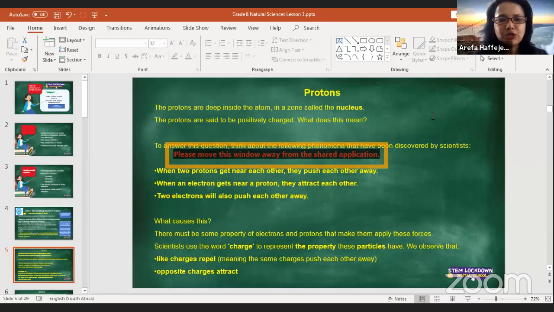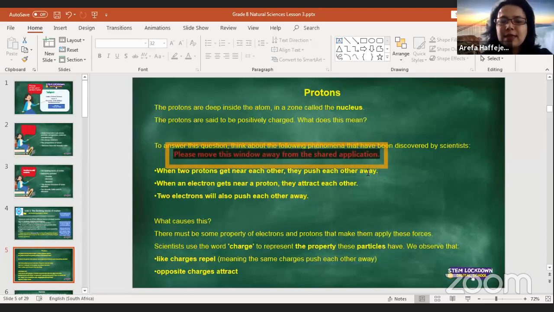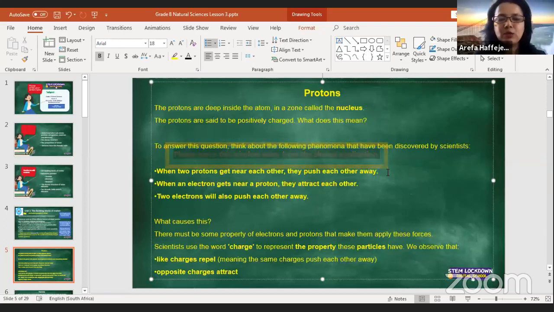Now to answer that question, we would think about the following phenomena that scientists have discovered. When two protons get near each other, they push each other away. Let's say we have two people with the same personality, both of them bossy. Because they are both alike and both want to have their own say, they basically push each other away. Now, when an electron gets near a proton, because they are different, one is an electron and one is a proton, they tend to attract each other.